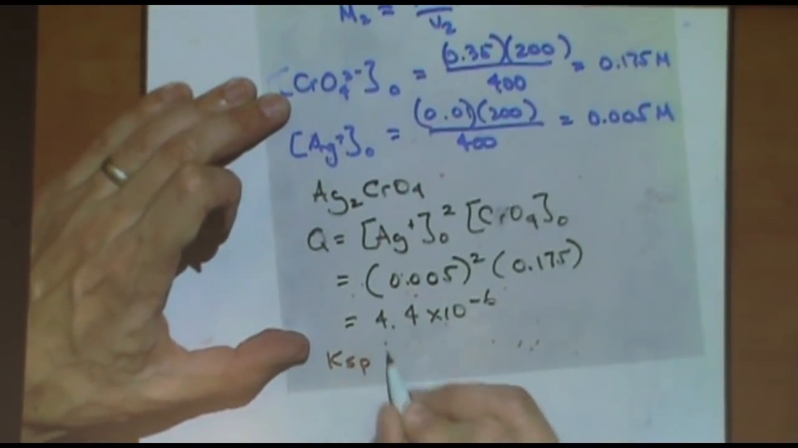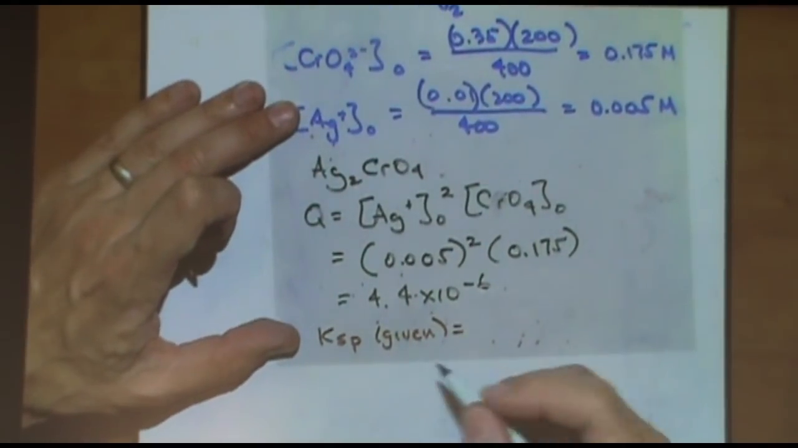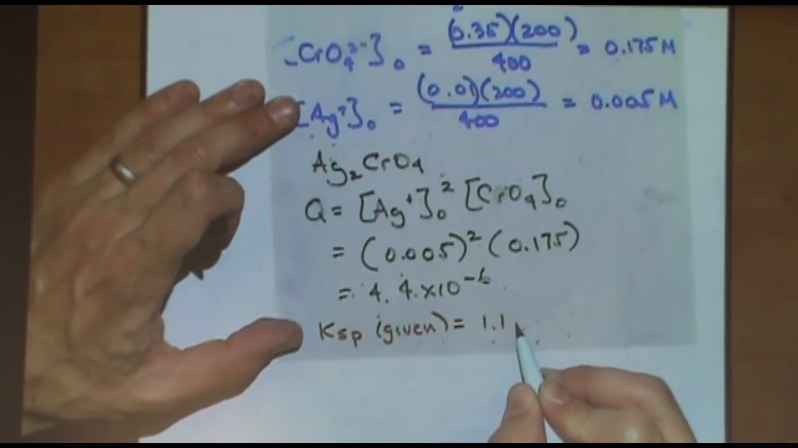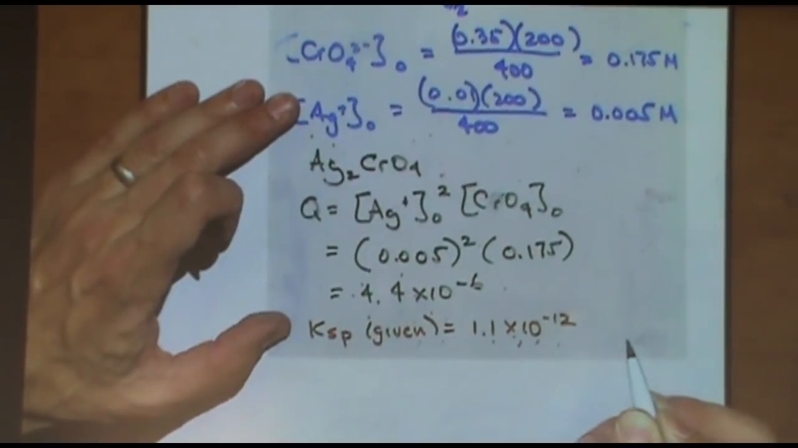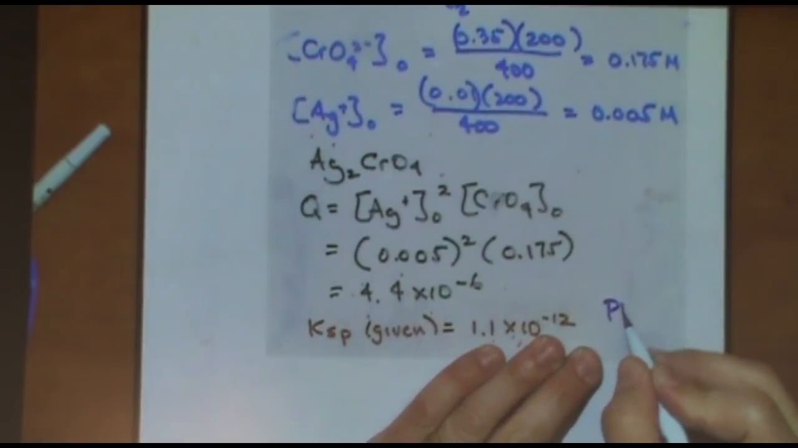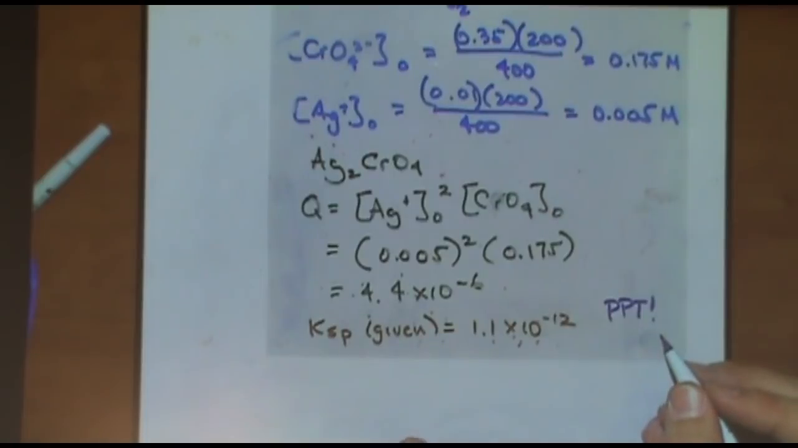Ksp. For the final, this would need to be given in the question. So you'd expect this in the question, because this was just for fun. I didn't write it out, but I'll tell you right now, it's 1.1 times 10 to the minus 12. Okay, first of all, does it precipitate? Yeah, Q is larger than K, so it's going to shift backwards, basically towards the precipitate. So yes, PPT. Because it precipitates, we will continue with part B and C.